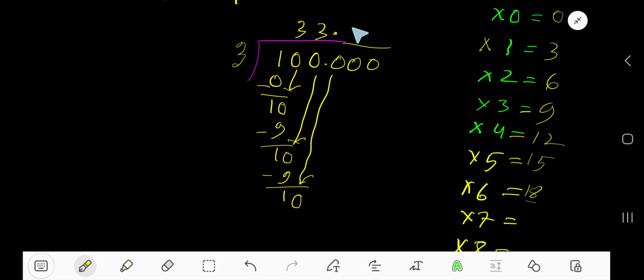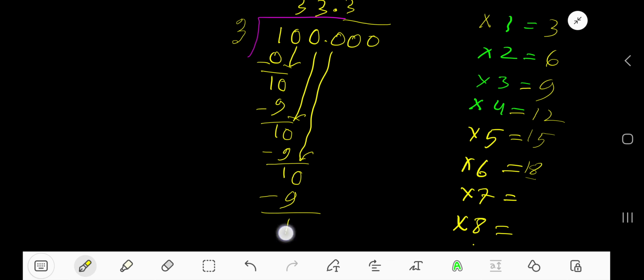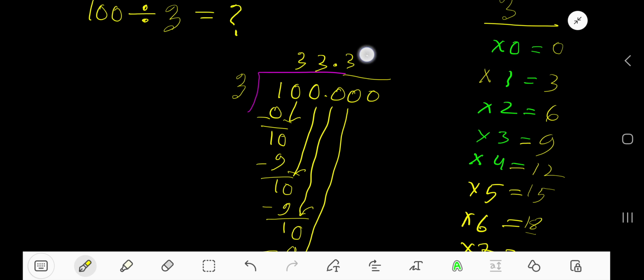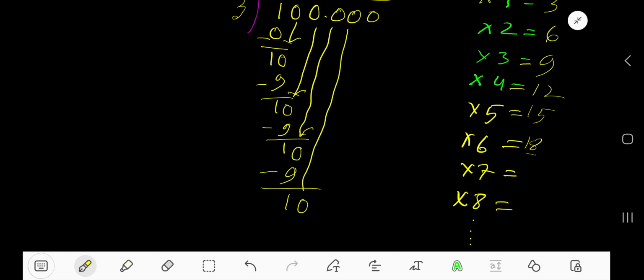So 3 goes into 10 3 times. 3 times 3, 9. Subtract 1. Bring down the next 0. Again 10 means 3. 3 times 3, 9. Subtract 1. Bring down this 0.